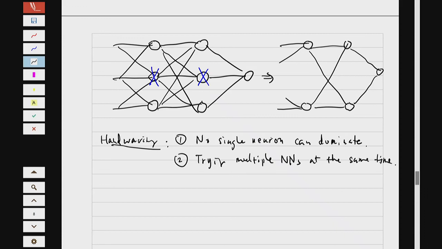Okay, so a kind of efficient way to do ensemble learning. Yeah, you don't have to separately train many neural networks, because with this randomness you're trying many different neural networks at the same time, right? Yeah, many of them.